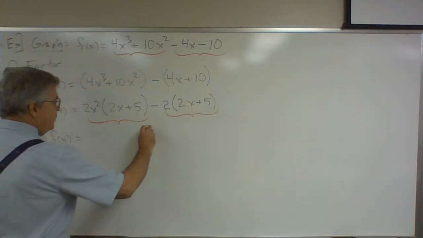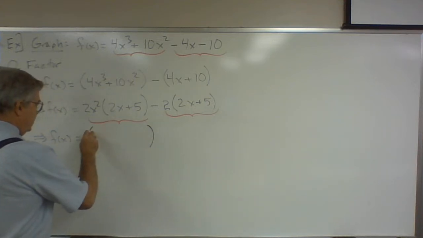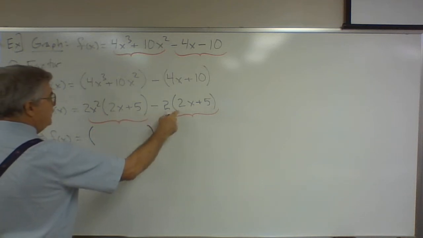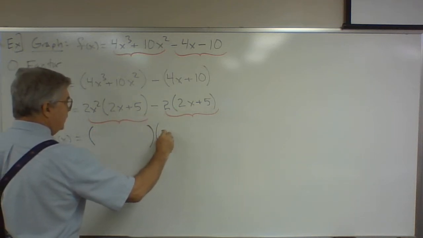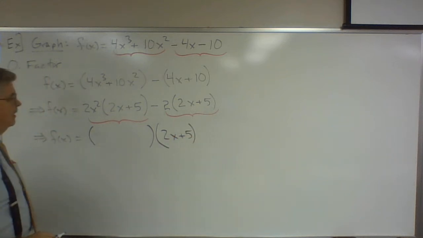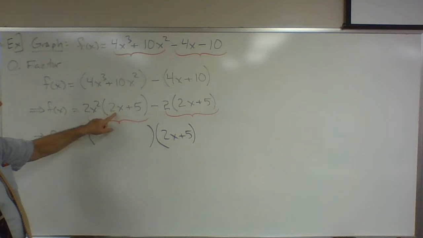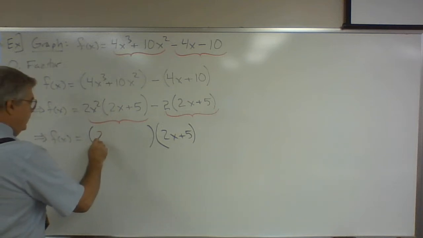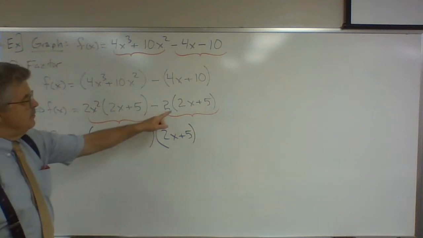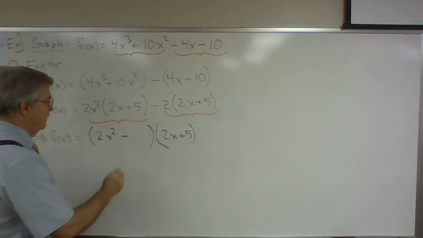If I remove the factor 2x plus 5 from both of these terms, if I remove it from the first term, I have 2x squared. If I remove it from the second term, I have 2.